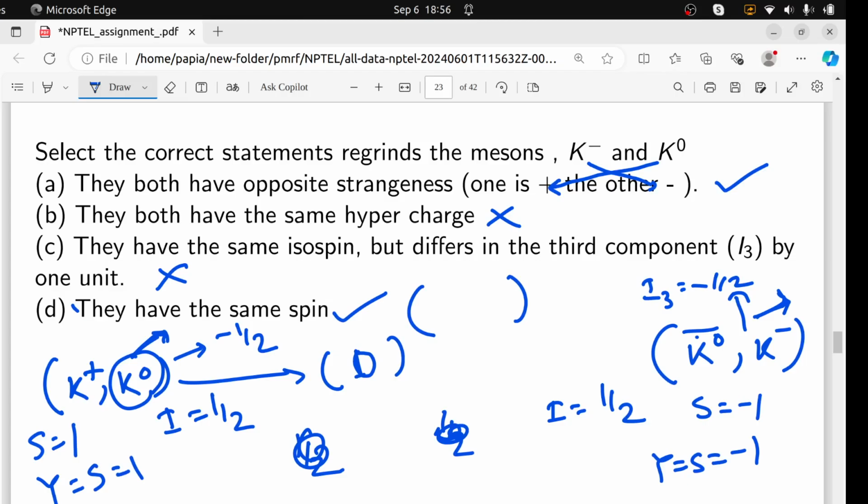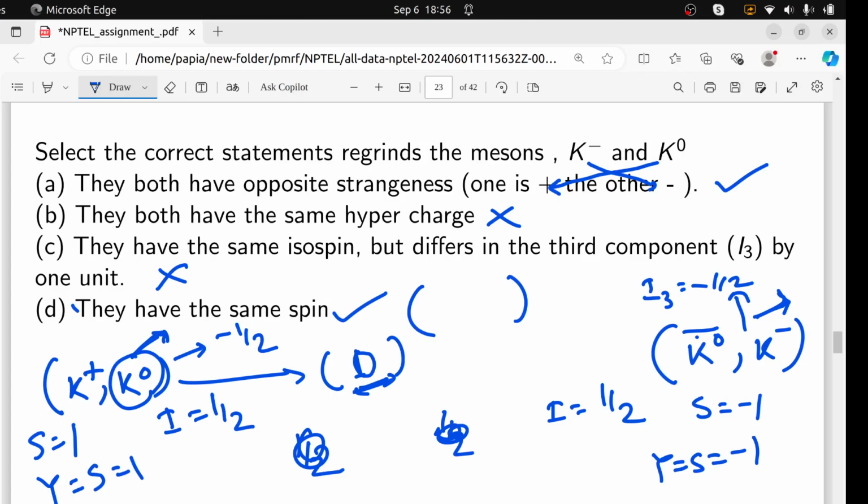Now you can see K0 is a particle, right? And K plus is also a particle. The antiparticle of K plus is K minus, and the antiparticle of K0 is K0 bar. So as the spin of K0 is 0, there is no concept of 0, minus 0 or something like that. Obviously minus 0 is nothing. So spin we will talk as 0, and they have the same spin because these have spin 0 only.